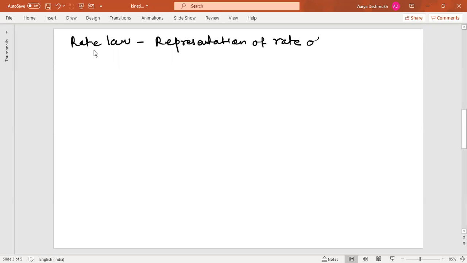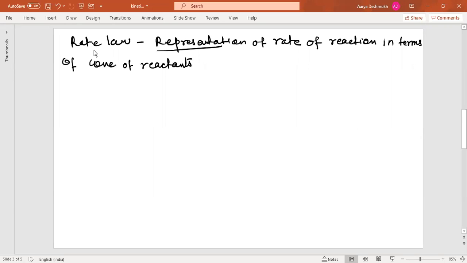Now, I hope you understood what is rate of reaction. We have been discussing this since the last 2-3 lectures. Rate of reaction in terms of concentration of reactants. Remember, the concentration of reactants is very important when you represent the rate law. So these underlined words are important. Representation of the rate of the reaction in terms of the concentration of reactants is called the rate law.